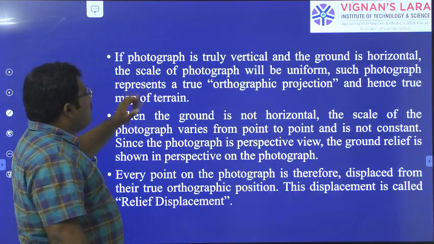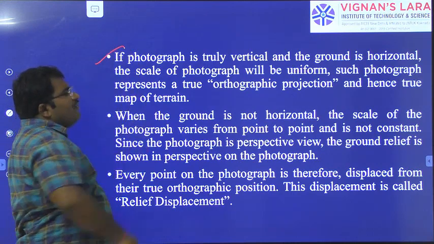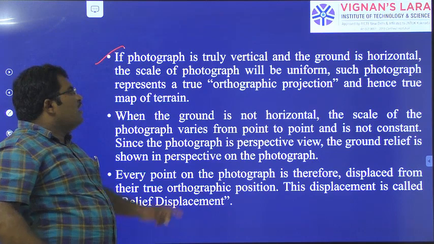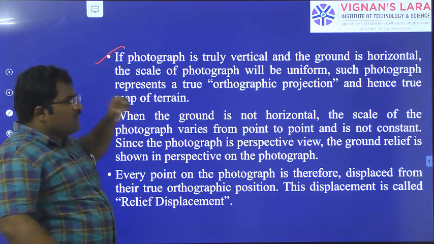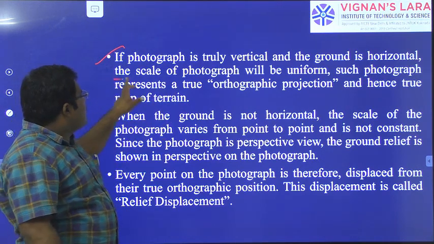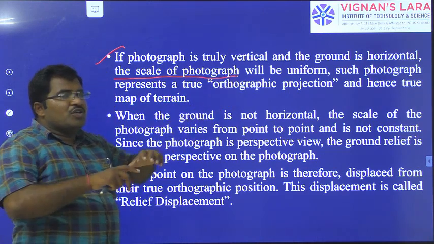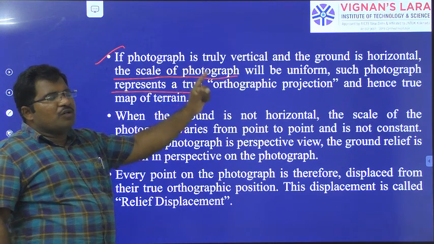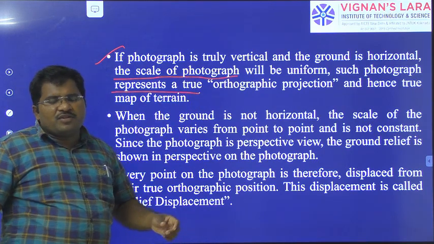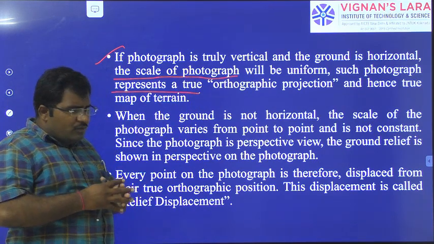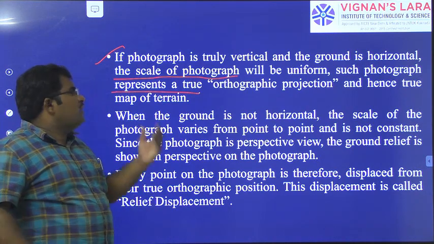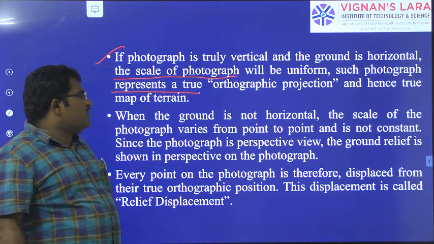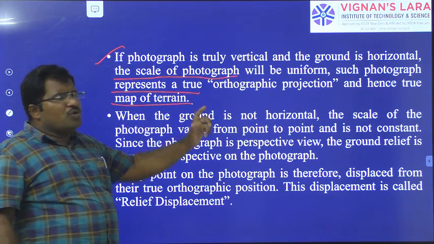Now you can see, if your photograph is truly vertical, exactly vertical as you are taking it, and the ground is horizontal, the scale of the photograph will be uniform. Such a photograph represents an orthographic projection. Orthographic projection means whatever is there in 3D, we project to 2D, and hence there will be a true map of the terrain.